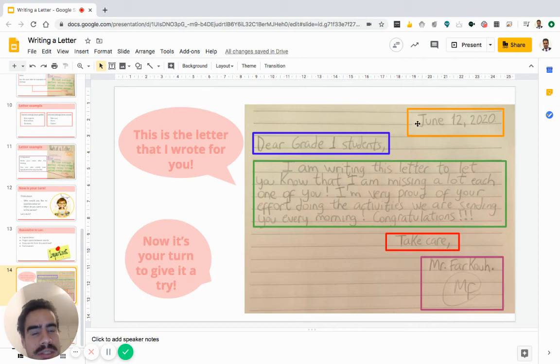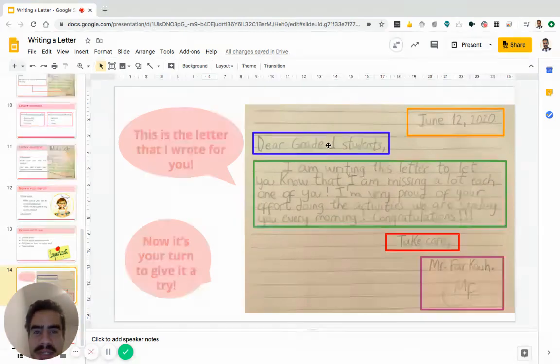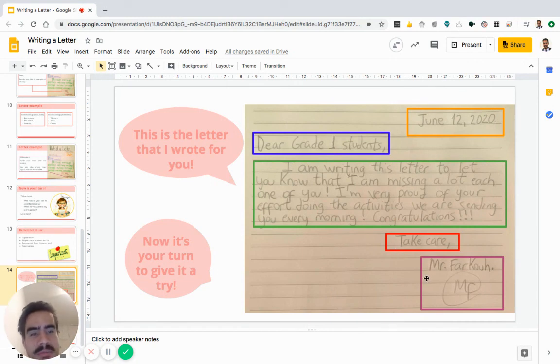Here, as you can see in orange, I put the heading, which is the date, June 12, 2020. In blue, I put the greeting, Dear grade 1 students, which are the people that I want to send this message to. Then in green, I put the message, the body. In red, I put my closing. I wrote take care. I chose a more informal closing because I know all of you and I want to be more casual. And in the end, I put my signature. I put both options, my name and my signature.